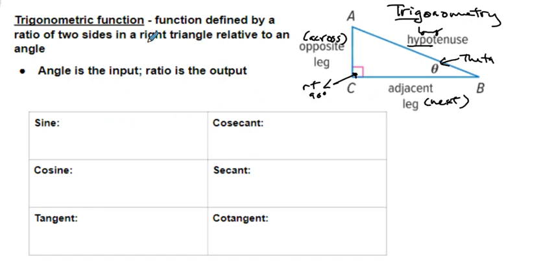Now when we talk about a trigonometric function, it is defined by a ratio of two sides in a right triangle relative to an angle. So it has to be related to the angle. So the sine of this angle is going to be different from the sine of this angle, because the adjacent and the opposite have to be related to the actual angle you're speaking of.